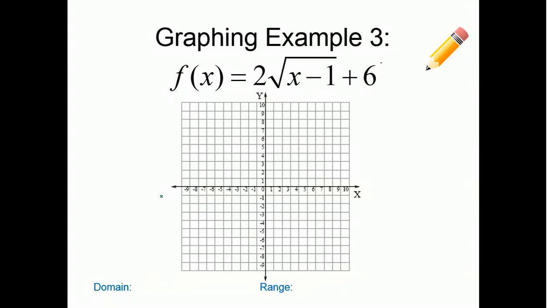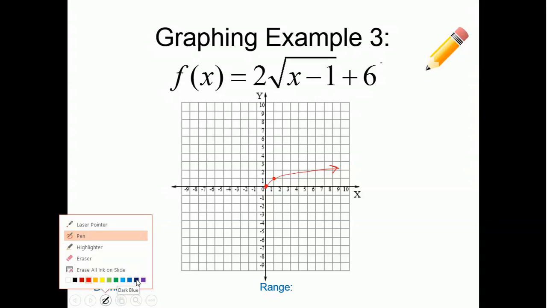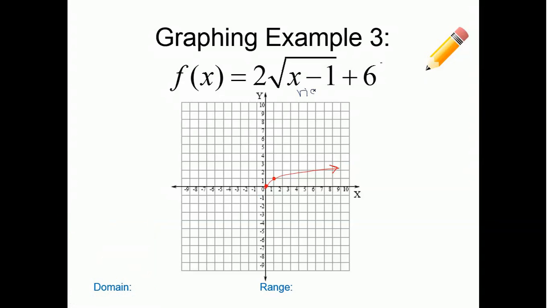Let's take a look at our last example here. I have 2 times the square root of x minus 1 plus 6. So I'm going to first graph my parent like that. Now let's think of how this guy's moving. Let's go blue. So this is right 1, up 6, and then this is kind of like a slope to find my second point here. So let's graph my new start point. I'm going to go right 1, up 6. 1, 2, 3, 4, 5, 6.